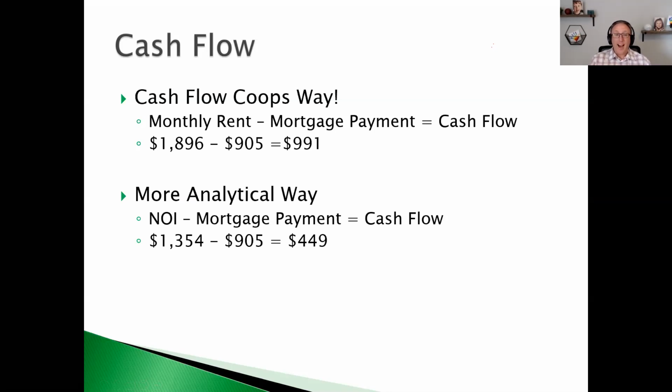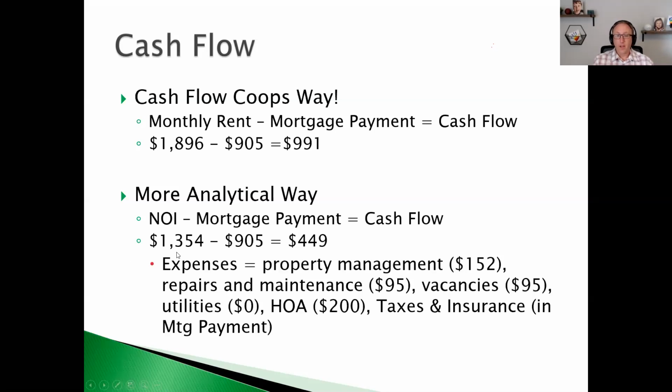The difference being, to figure this out, I had to do a whole lot more math. In this case, the property management, because I have a property manager on this one, is $152 a month. For me, that's 8%, so 8% of $1,896 is $152 a month. The repairs and maintenance that I might be setting aside, 5%, that's $95 a month. Same thing with the vacancies, 5% is what I was calculating, so $95 there.